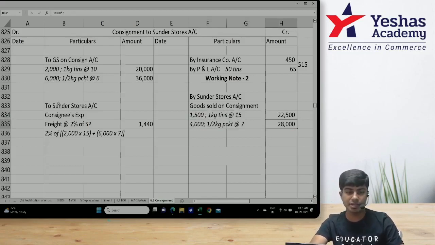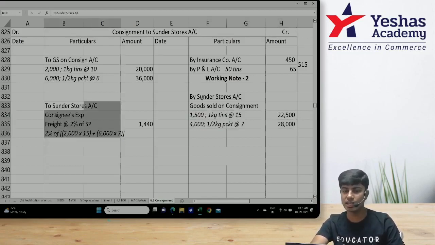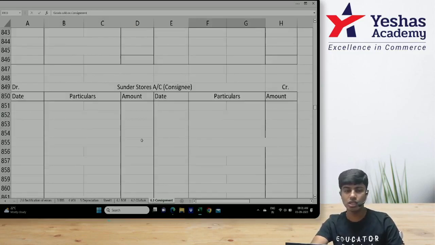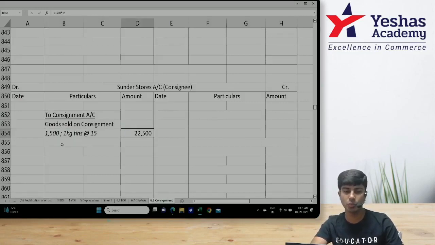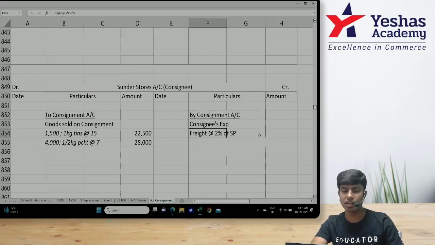I forgot one more thing. In our consignment account, I've written to Sundar Stores. In Sundar Stores account, I should write to consignment. No? Goods sold on consignment. How much? Same thing. And here I'll write to consignment, for the consignee paying that expense of freight.